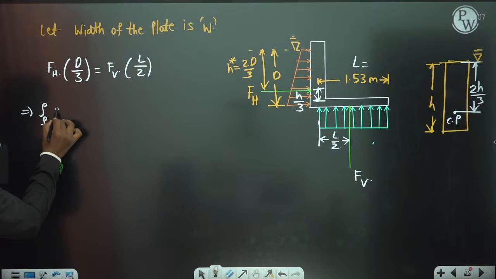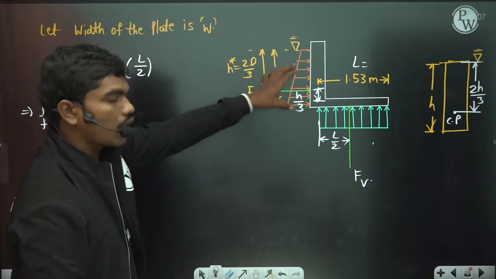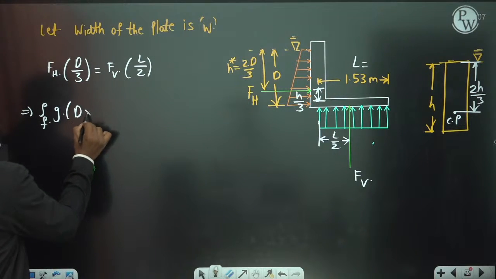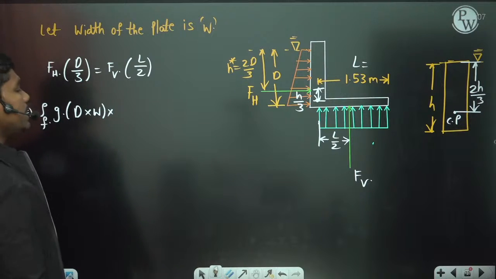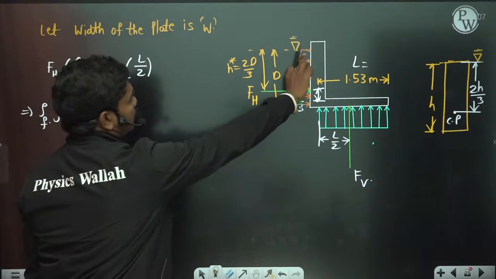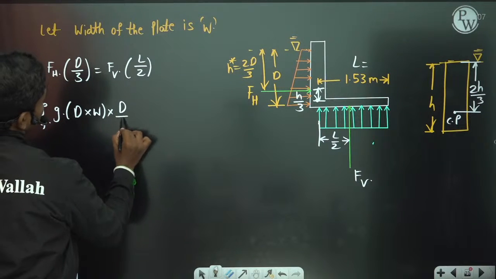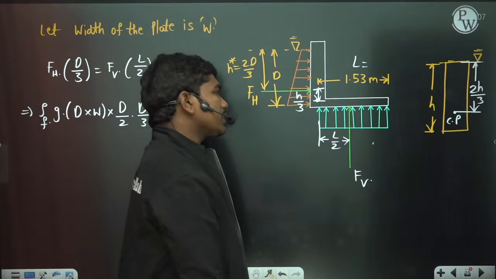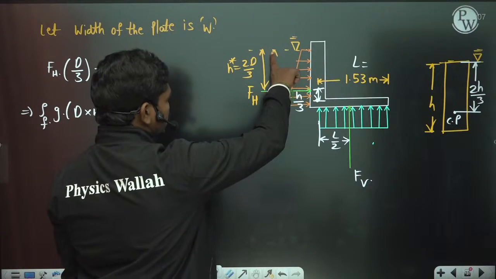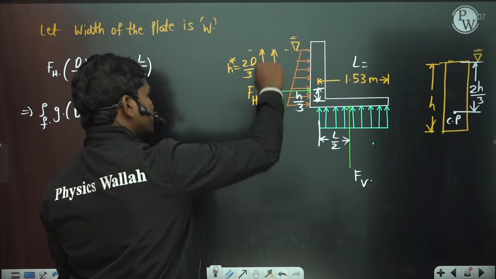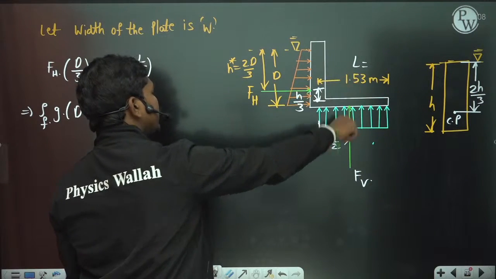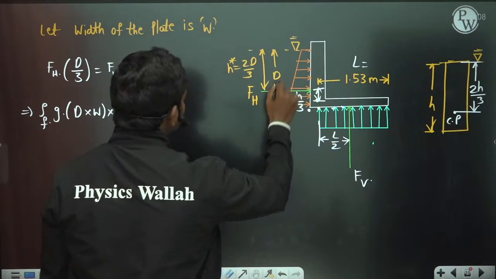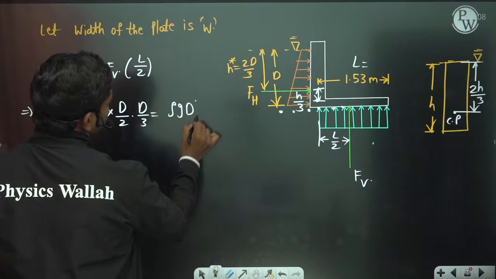Density of the fluid times g into the area of contact, area of wet surface, D into width of the plate. So rho g A into h bar. So what is h bar? D by 2. Okay, depth of centroid h bar is D by 2, into d by 3. This value is equal to F vertical. So F vertical is nothing but, if you see this point is at a depth D from the free surface, so the effective static pressure at all these points is rho g D. So rho g D multiplied with the area.